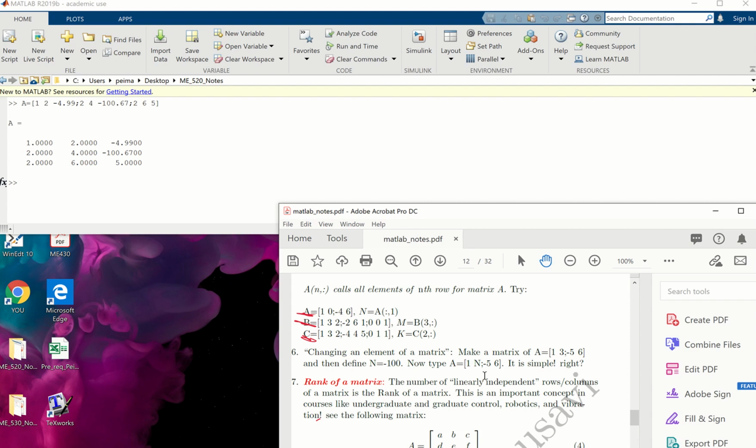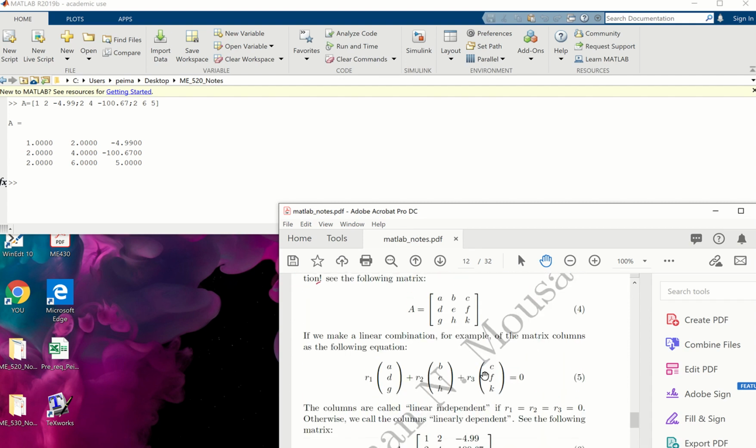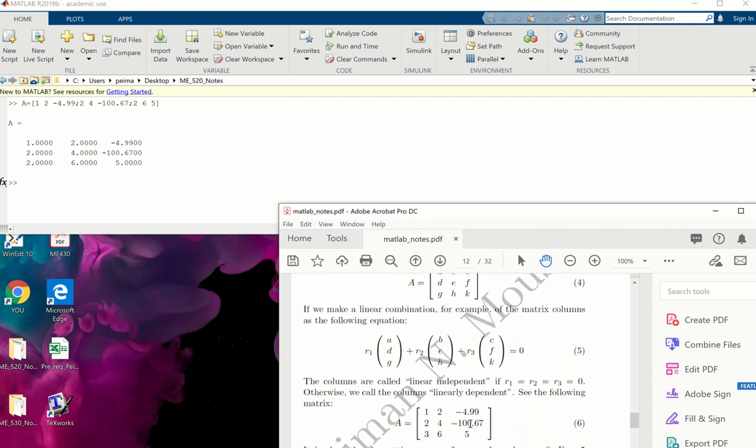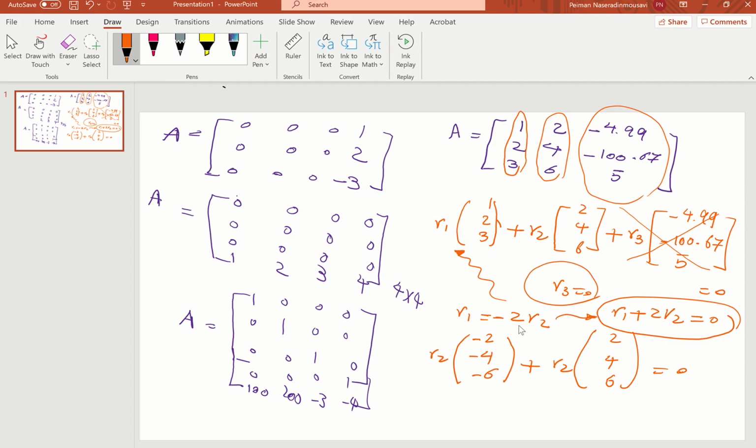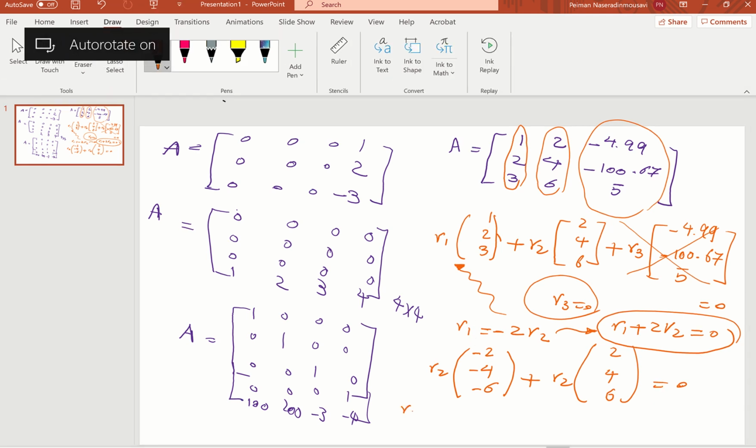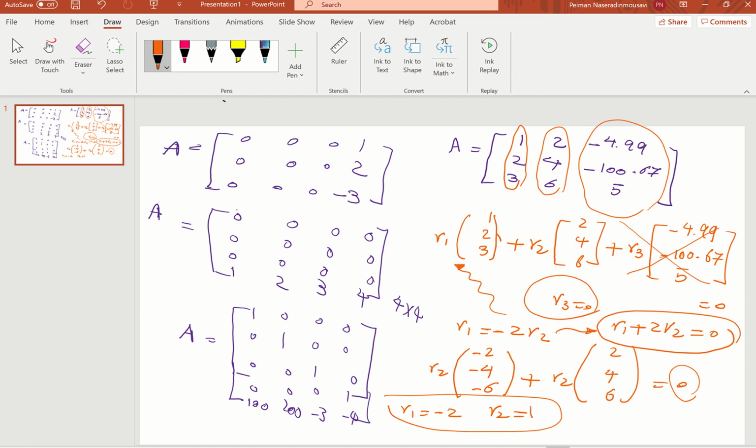Okay. So you see that the columns... it's clear that by setting R1 equal to minus 2 and R2 equal to 1, and R3 is 0, look at here again, these are linearly dependent. Or another option, as I said in the notes, if you set R1 as minus 2 and R2 as 1, you get the same result.